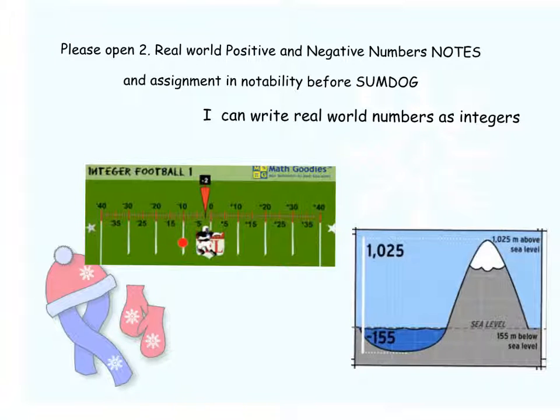All right, so here's an example. Many of you are football fans, not all, so I apologize, but we know about the line of scrimmage being 0, and then if you gain yards, it's positive. If you lose yards, it's negative. Another place you can see it is elevation, so above sea level and below sea level. We also know about money, credits and debits. So that's what this unit is all about, this day is all about. I can write real world numbers as integers.